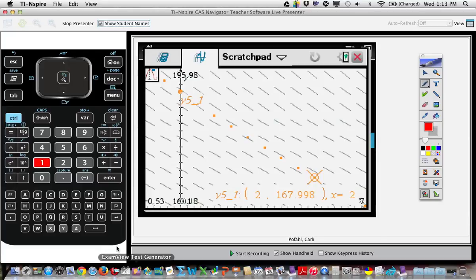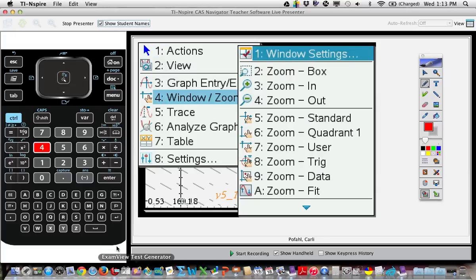It should be 0 to 5. Didn't you put in 0 to 5? Go to your window again. It does kind of change it after you do the Zoom Fit, doesn't it? But you can still get there.